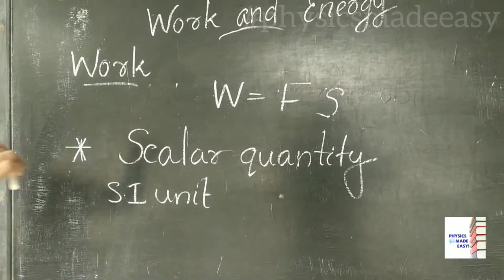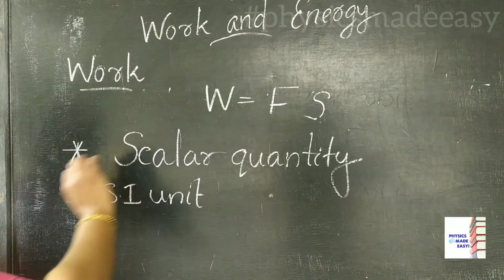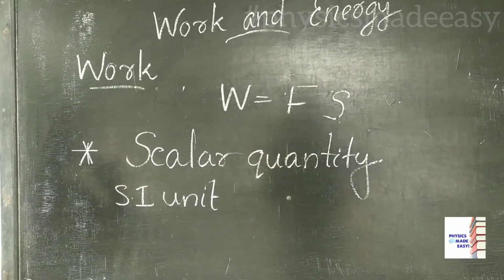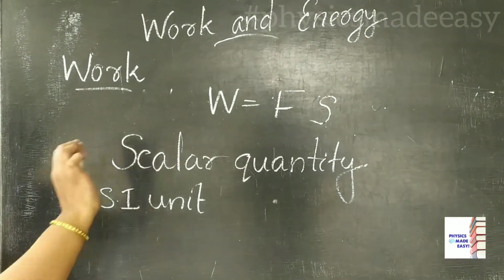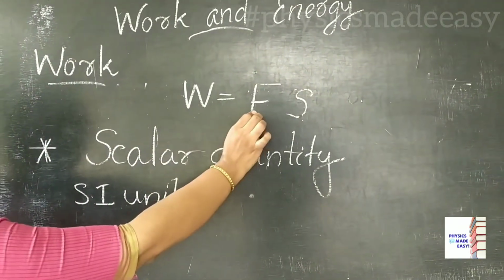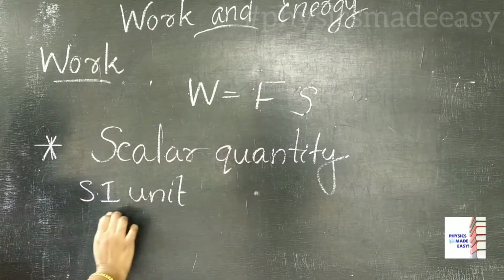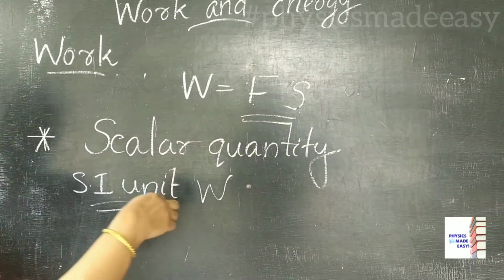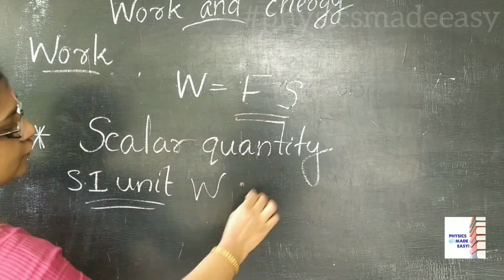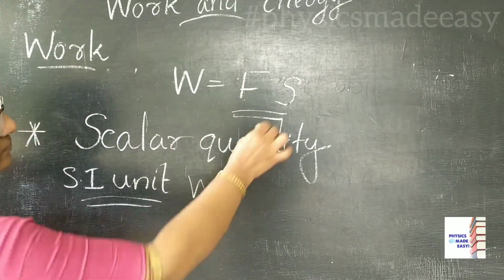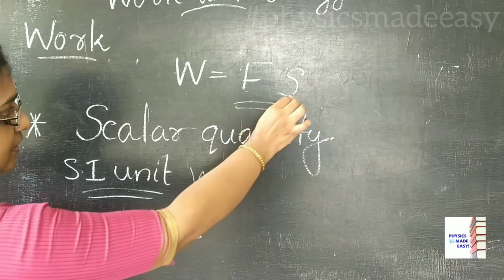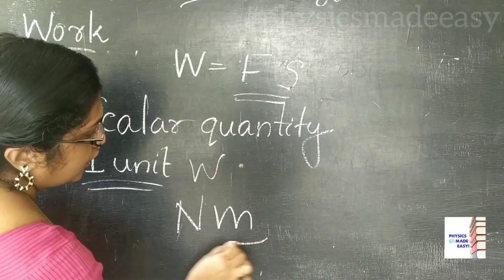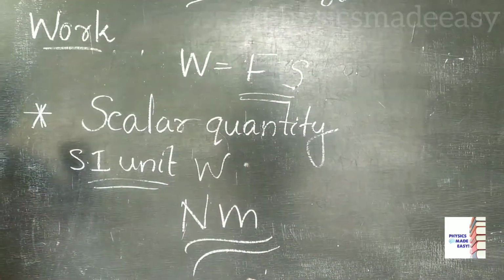Now the SI unit of work done. I told you, children, from the equation we can write the units for physical quantities. Here W is equal to F into S. We should know the SI unit of this work done. What is that? From this equation you can write. You know the SI unit of force is Newton. SI unit of displacement is what? Meter. So Newton meter is the unit of work done.